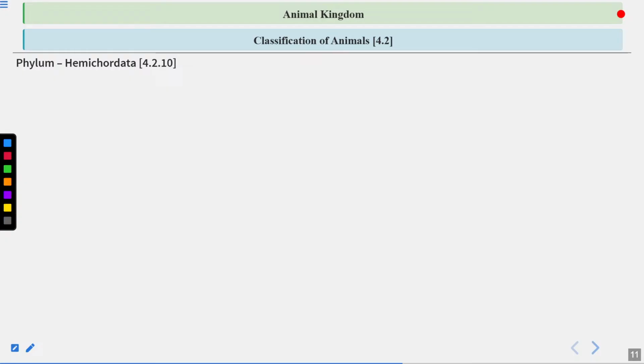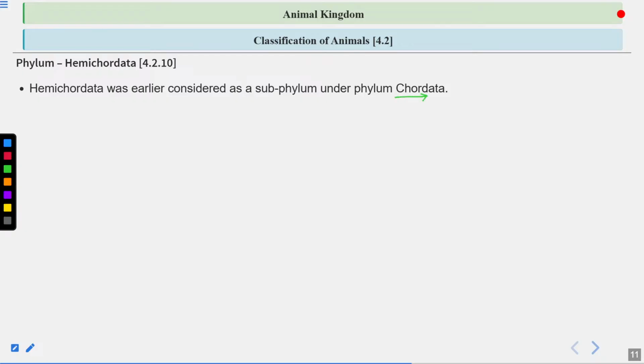Now let's talk about Hemichordata. What is unique about Hemichordata? Hemichordata was earlier placed in chordates; now it is placed in non-chordates. Earlier it was considered a subphylum under phylum Chordata, but now it is placed as a separate phylum under the non-chordates.